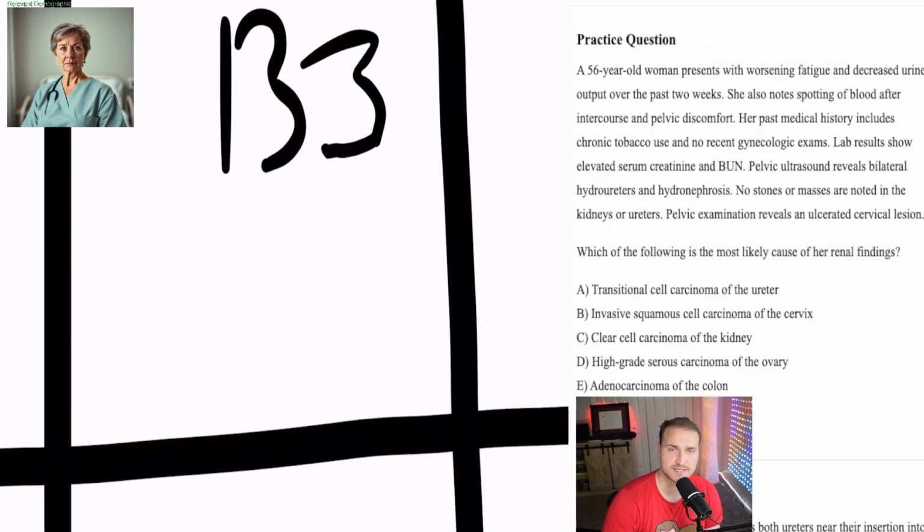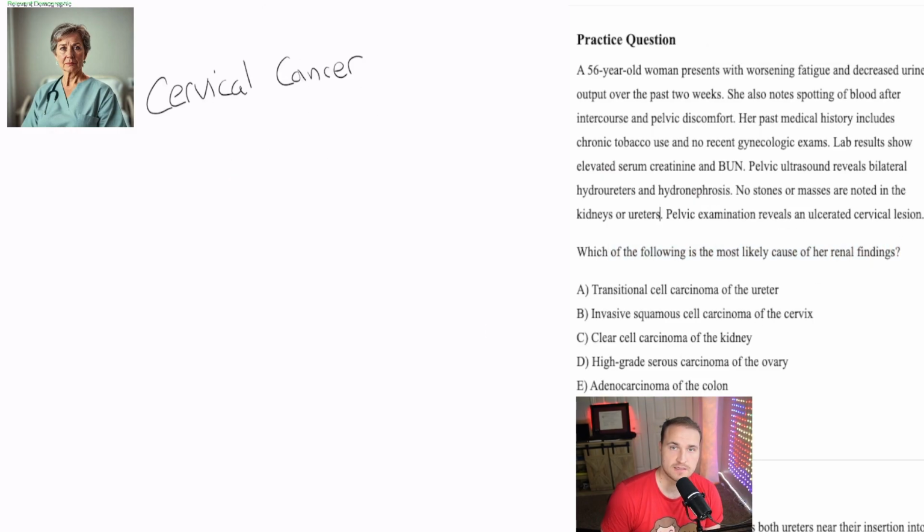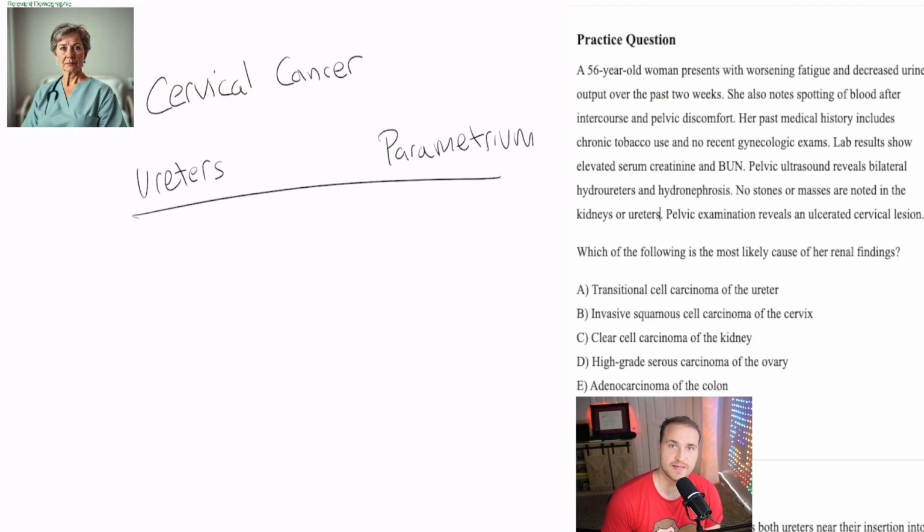Before diving into the answer, I want to explain the lay of the land. Cervical cancer, when it's locally invasive, can spread laterally and involve the parametrium and the ureters, especially near the ureterovesical junction. And that is what's causing in this patient the bilateral ureteral obstruction, and that leads to the hydroureters, hydronephrosis, and postrenal azotemia. And what is postrenal azotemia? That's when you have an increased BUN to creatinine ratio.